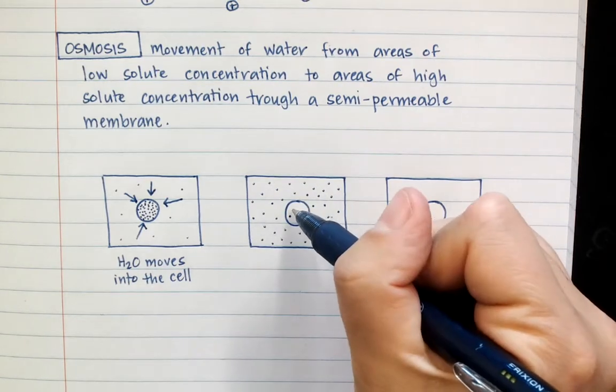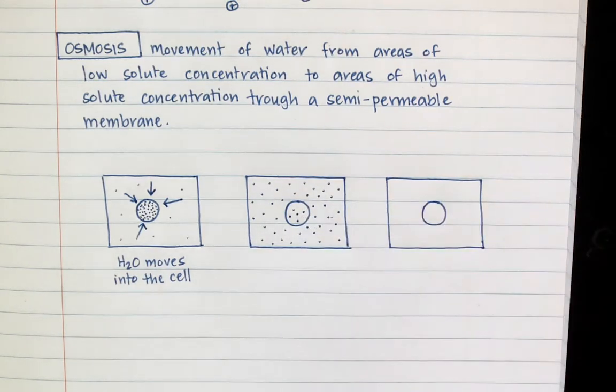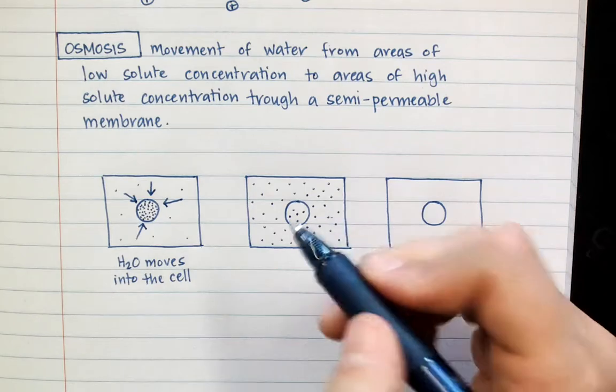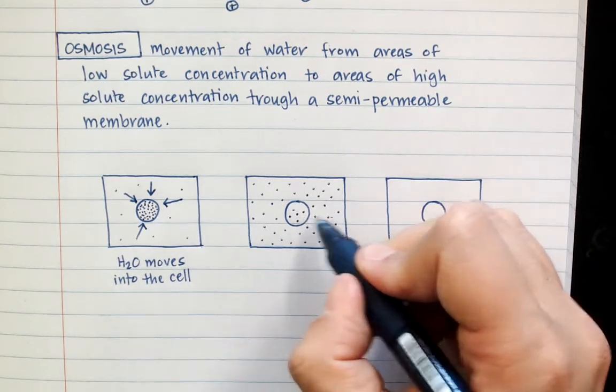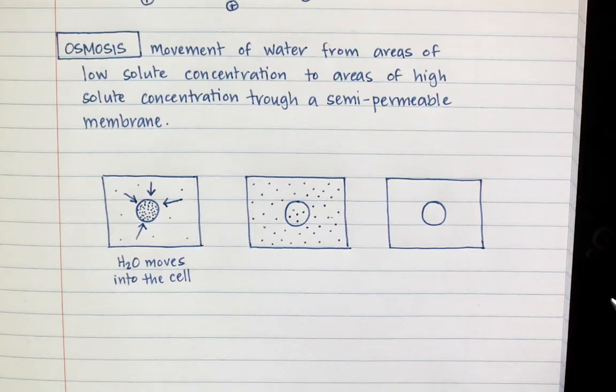Now, yes, some of them are a little bit closer and some of them are further away, but overall, these are about the same concentration because the molecules are about the same distance apart from each other.